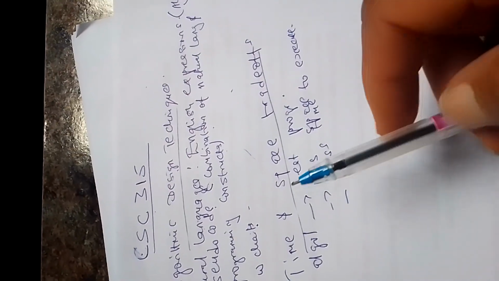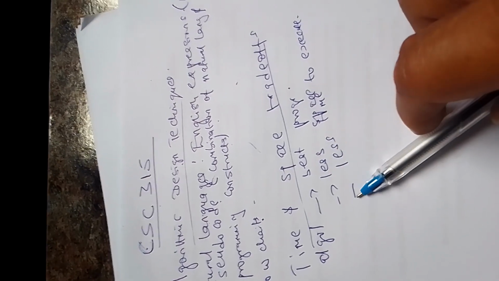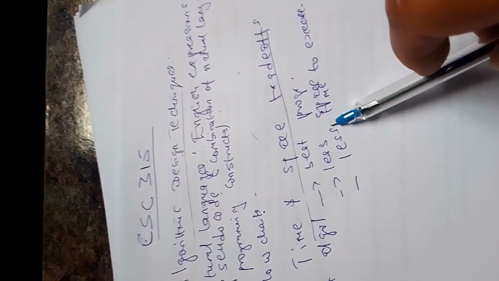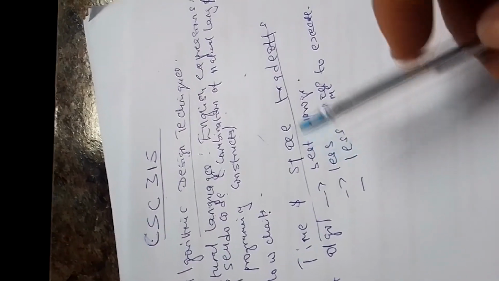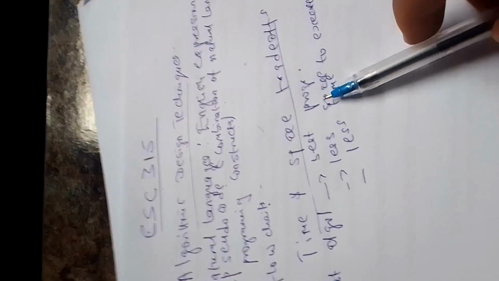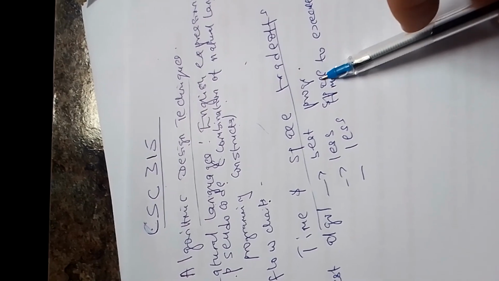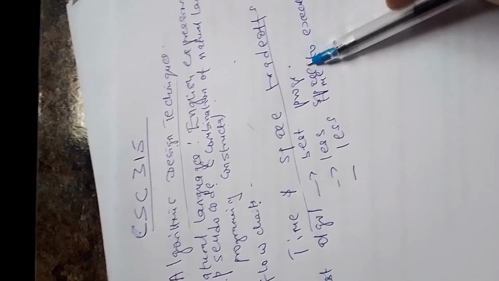So therefore, if space is a constraint, then we have to choose a program that requires less space, at the cost of more execution time. And if time is a constraint, then we have to choose a program that takes less time to complete its execution, at the cost of more space. So you cannot have the two at the same time.